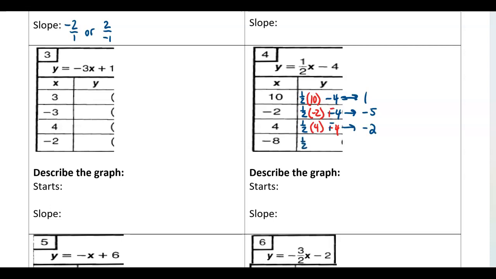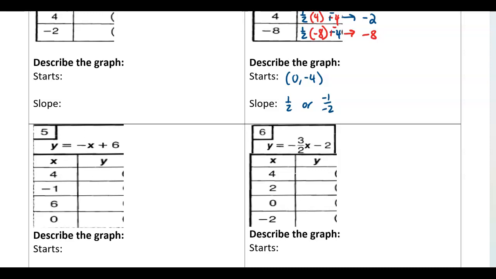And lastly, half of negative 8. And don't forget to say minus 4. Half of negative 8 is negative 4. Don't forget to do plus negative 4. And that gives you negative 8, right? So this graph starts at 0, negative 4. And has a slope of 1 over 2 or negative 1 over negative 2.